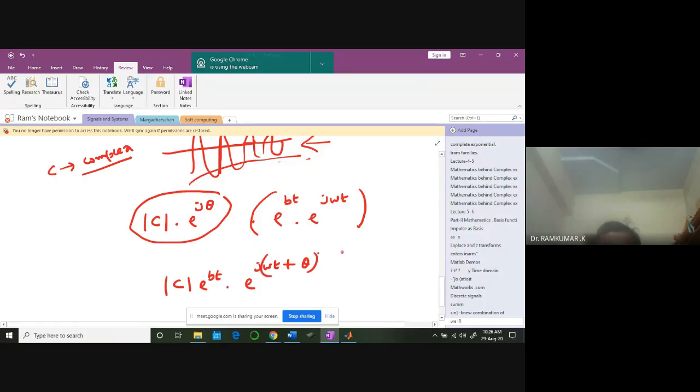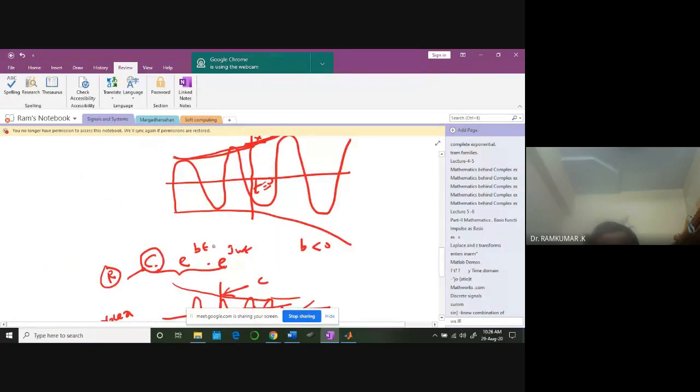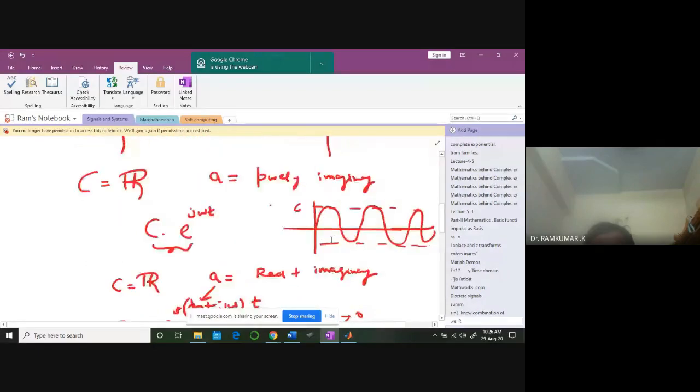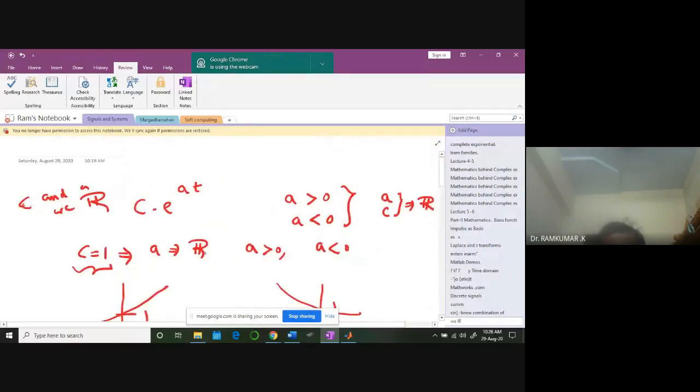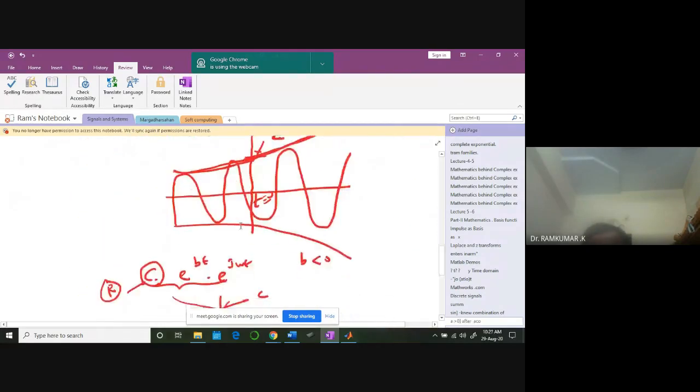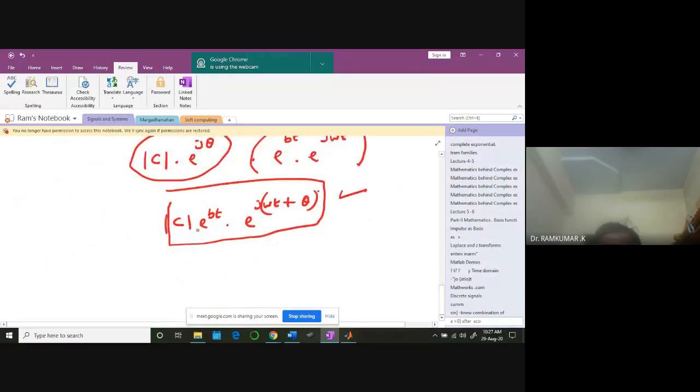Okay, so this is the kind of signal I'm talking about, when C is going to be complex. If C is complex, and this is also complex, this e power at, e power C is complex, and A is also complex. That's the scenario I'm talking about. So what is this signal? It's going to be magnitude e power bt. Then this is going to be pure sinusoidal, cos omega t plus j sin omega t plus theta.